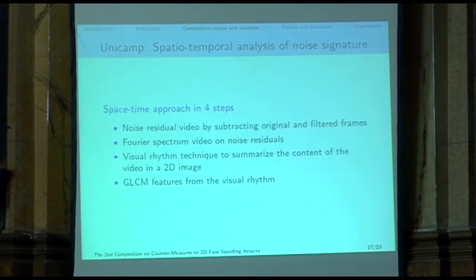And finally, the Unicamp team, they're extracting noise signature from the videos, and then they're performing spatiotemporal analysis on this noise signature, and using visual rhythm technique, they summarize the content of the video into a 2D image.